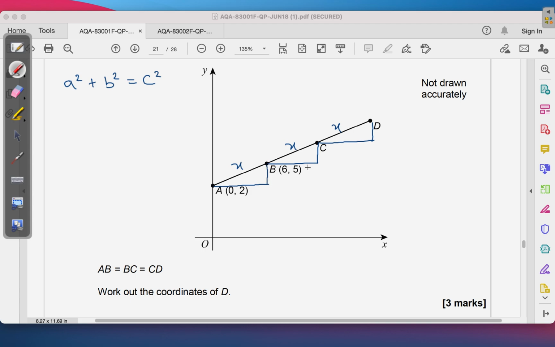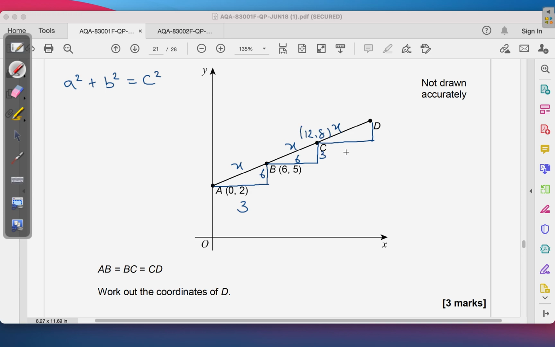If you go across by 6 this way, it's going to go up by 3. Go across by 6, up by 3. So this distance is 3. This distance is 6. So this distance must be 6, and this distance must be 3. So to get the point C, we add on 6 to the x-coordinate, which is going to be 12. Then we add on 3 to the y-coordinate, which is going to be 8.